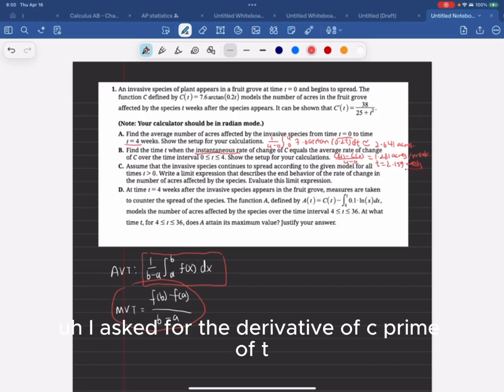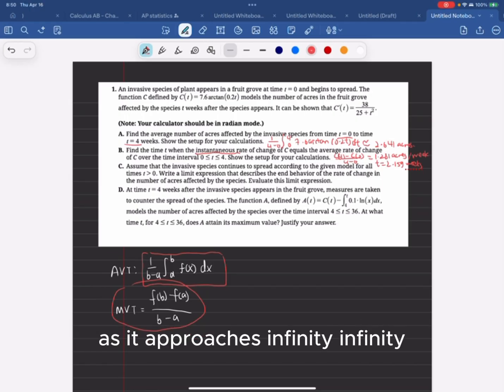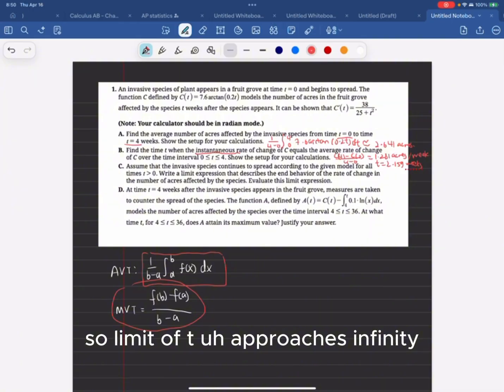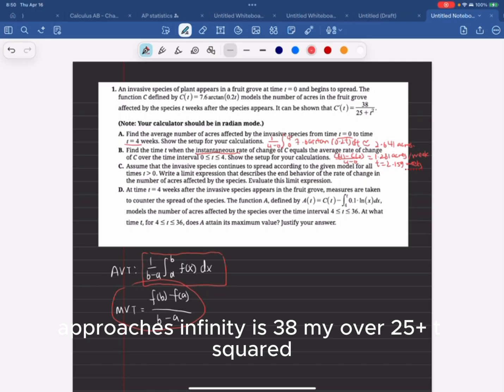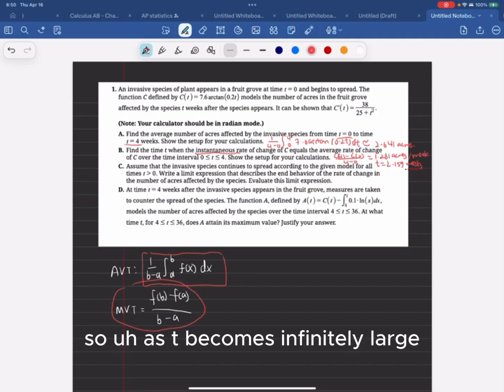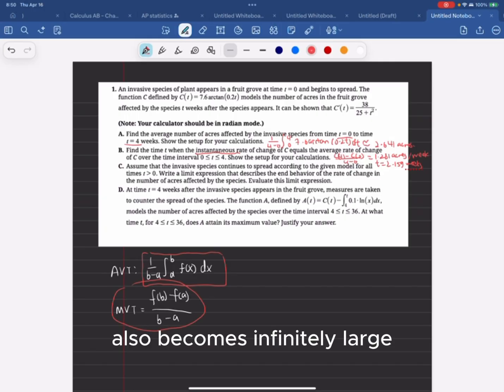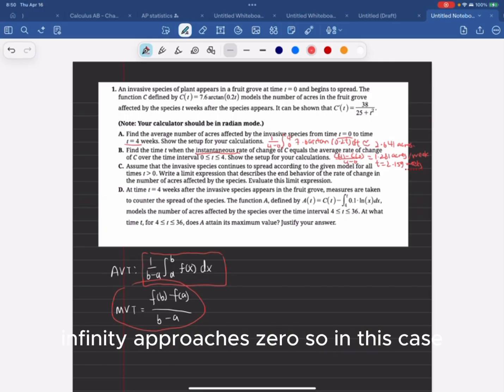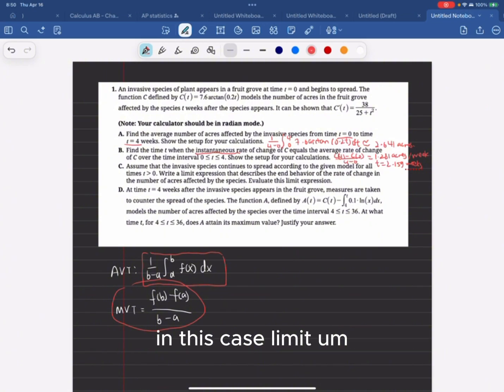For C, it asks for the limit of the derivative C'(t) as t approaches infinity. So the limit as t approaches infinity of C'(t) is the limit of 38/(25 + t²). As t becomes infinitely large, the denominator 25 + t² also becomes infinitely large. A constant divided by infinity approaches 0. So in this case, the limit as t approaches infinity of C'(t) equals 0.